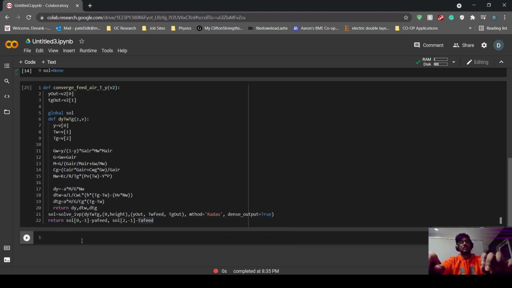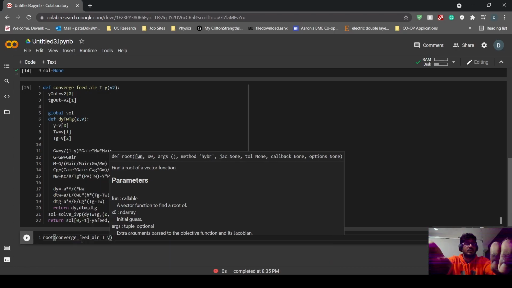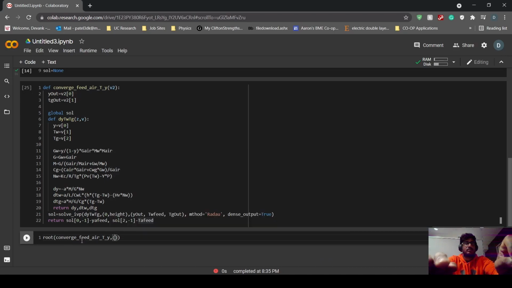With our function that's going to be used for converging our initial guesses defined and written out, we can now go ahead and use our root solver to solve for the roots of these equations. So we're going to use, it's asking for a function. We're going to find the overarching function converge via ty, and then our x naughts are going to be y out initial guesses, and then tg out guess.